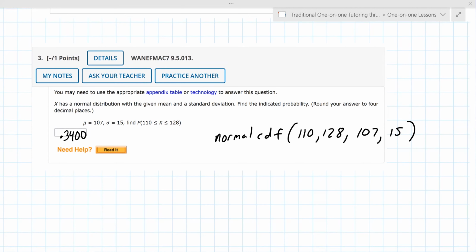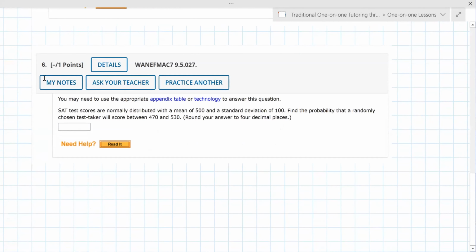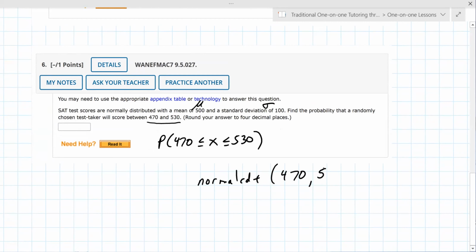So 6 is actually very similar. 6 is a word problem, but it's really the same thing. They just don't tell you what the values are. It tells you that it has a mean of 500 and a sigma of 100, and they want the probability that it's between 470 and 530. So it's the probability 470 less than or equal to x less than or equal to 530. And that's normalcdf again, 470, 530, 500, 100. Gotcha. Yeah, that's simple.